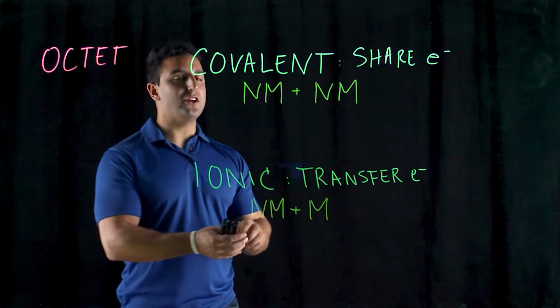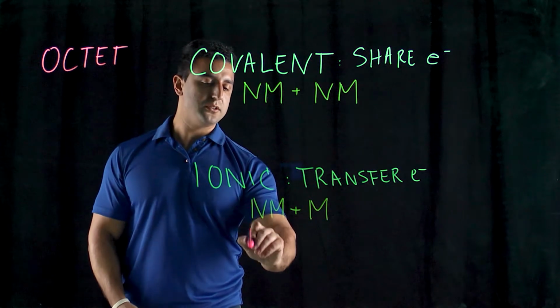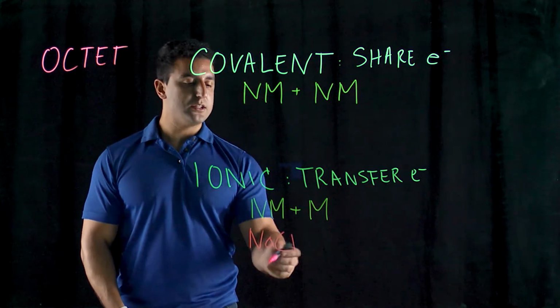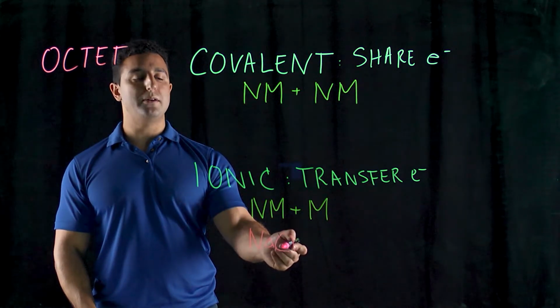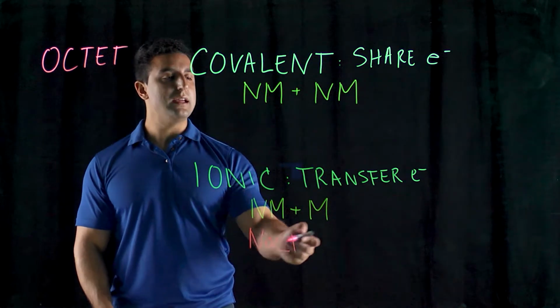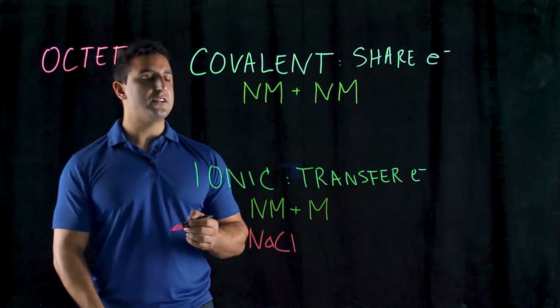So an example of an ionic bond would be what? What's a standard that everyone uses? So let's use, for example, salt, table salt, sodium chloride. Right, so chlorine is a non-metal and sodium is a metal. Right, so this combination, this transfer, is considered an ionic bond.